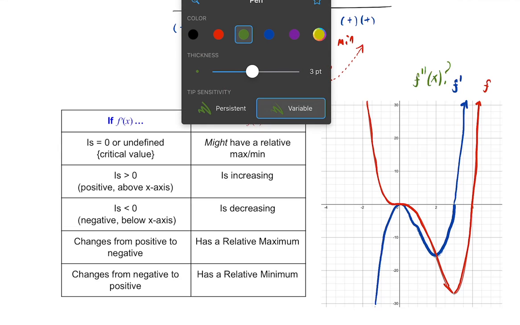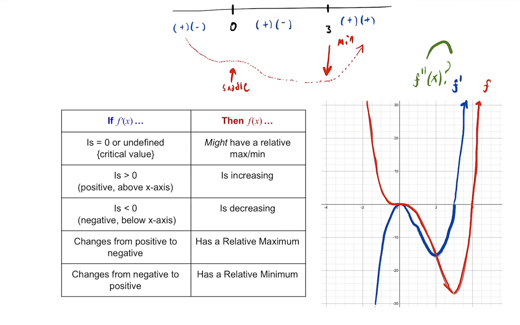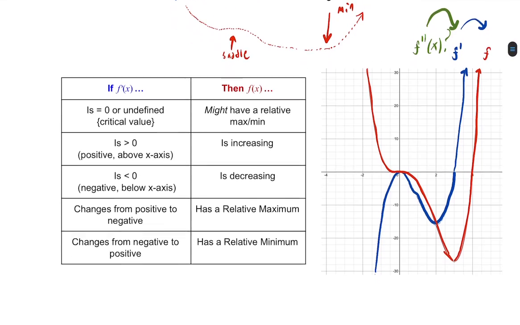So what we're going to use to analyze it, the second derivative is going to tell me things about the first derivative, which will then tell me things about the original function. It's just going to take another step of thinking, all right? So let's take a look at what this looks like.